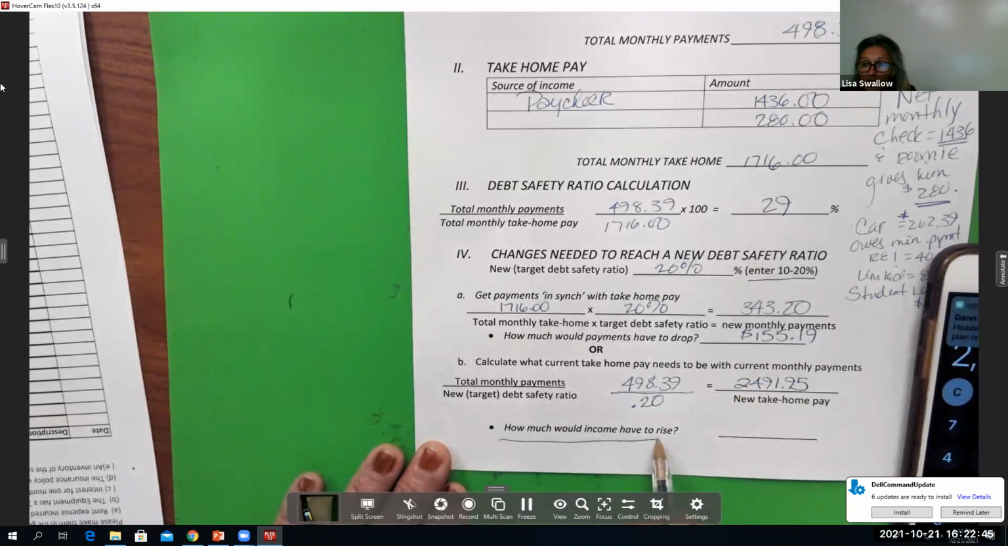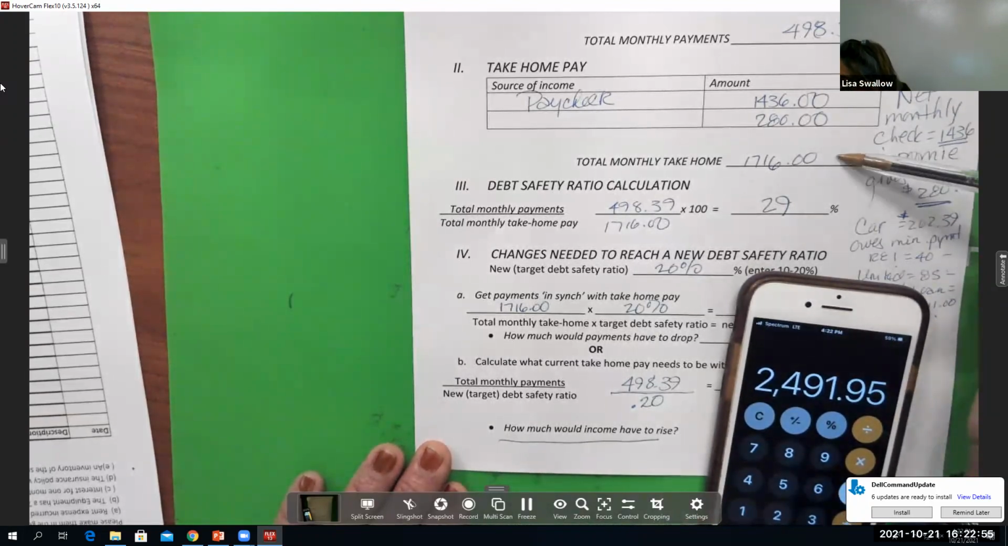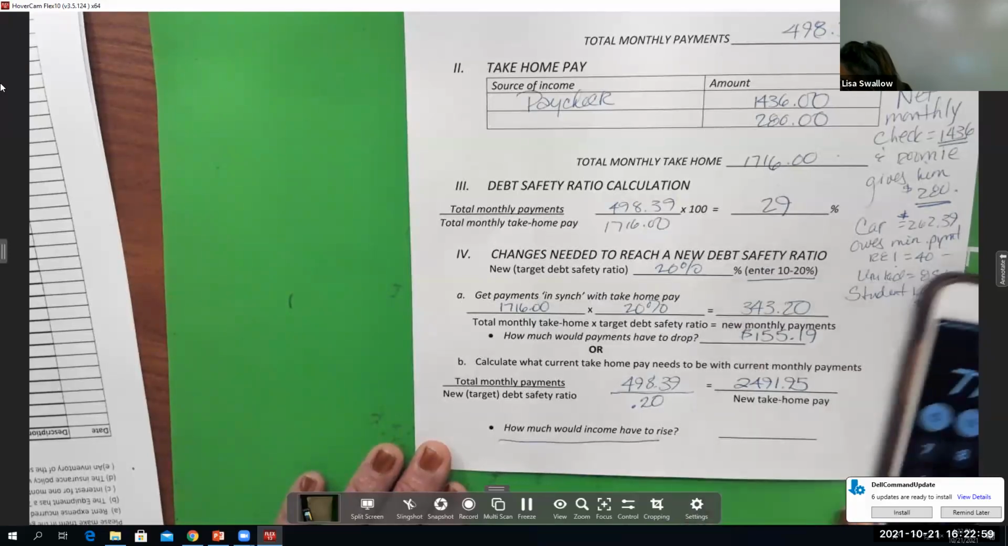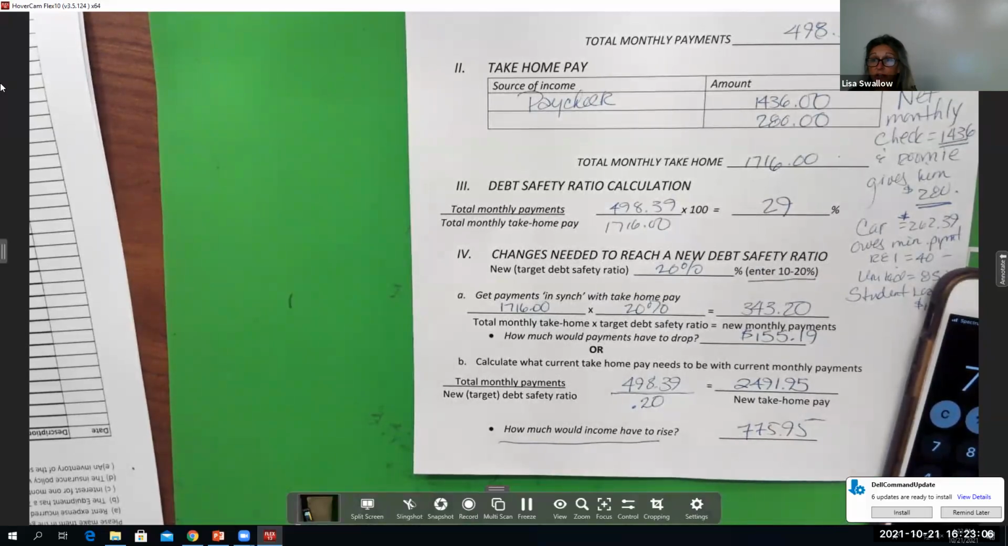So how much would his income have to rise to get there? Well, he's at right now $1,716. So his income would have to go up by $775.95. Okay, and that may be feasible. Maybe he can bartend a couple nights a week. He probably could make an extra $180 a week.